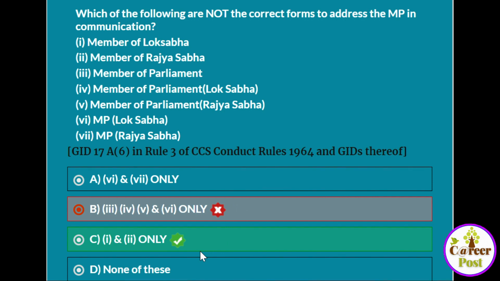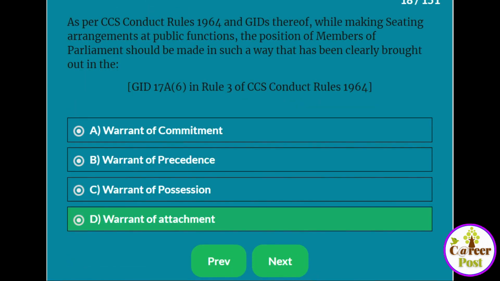We should not call them member of Lok Sabha or member of Rajya Sabha. These two are not correct, because we should say member of Parliament. The word Parliament should not be left out. Whenever you address an MP, we should call them either member of Parliament, or member of Parliament Lok Sabha, or if you are particular about mentioning the Sabha, member of Parliament Lok Sabha or member of Parliament Rajya Sabha, or MP Lok Sabha, MP Rajya Sabha. But we should never say member of Lok Sabha or member of Rajya Sabha in official correspondence or communications.